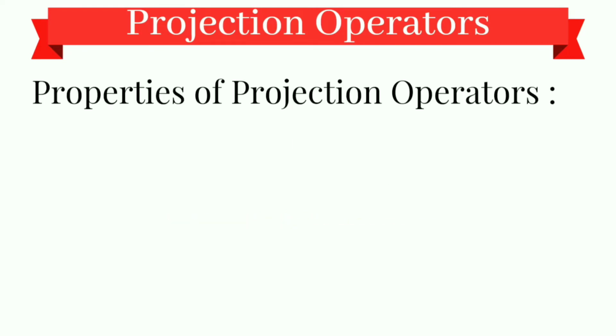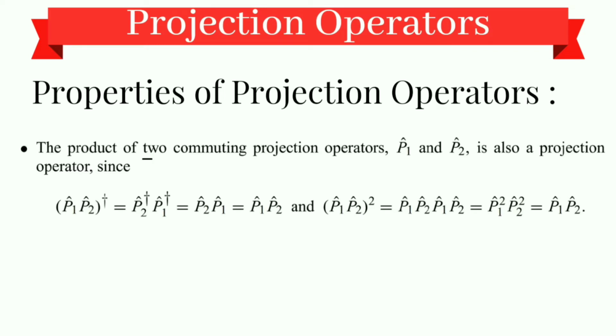Now coming to the properties. Number 1, if we have two commuting projection operators, P1 and P2, then their product will also be a projection operator. So let's calculate the adjoint of P1 P2. It would be equal to P2 dagger, P1 dagger. It will give P2 P1. And we know that we can write it as P1 P2.